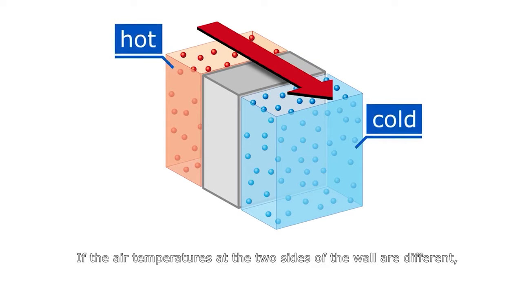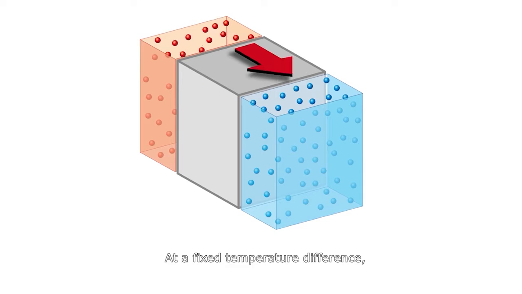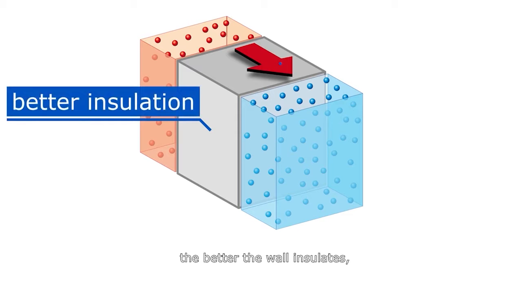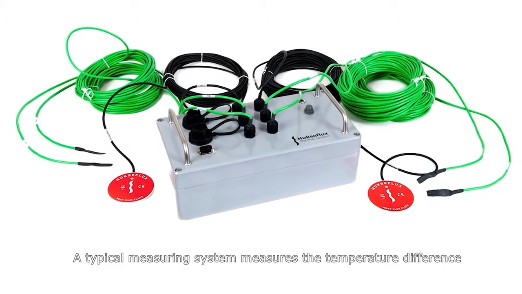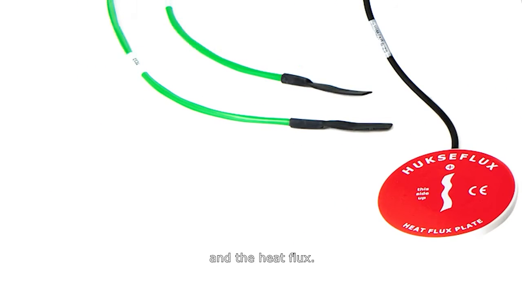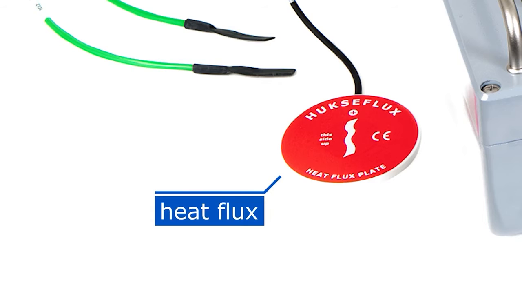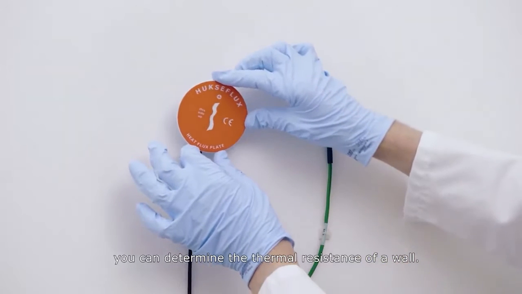If the air temperatures at the two sides of the wall are different, heat starts flowing. At a fixed temperature difference, the better the wall insulates, the smaller the heat flux. A typical measuring system measures the temperature difference and the heat flux. By analyzing a few days of measurement data, you can determine the thermal resistance of a wall.